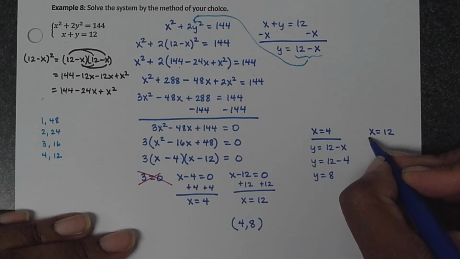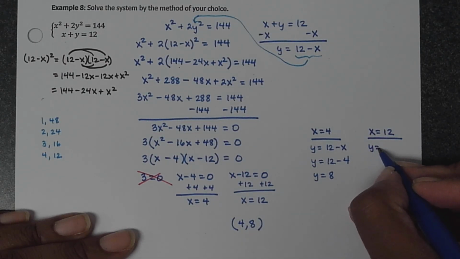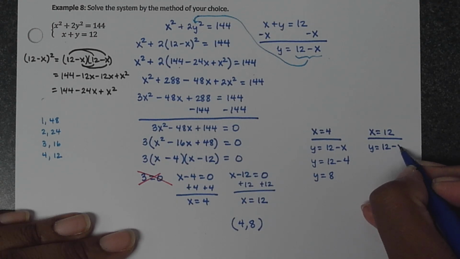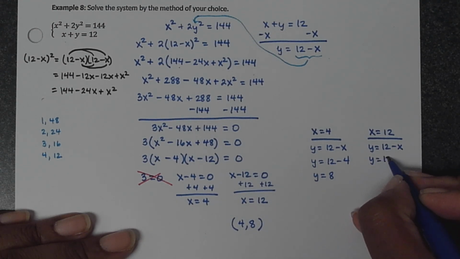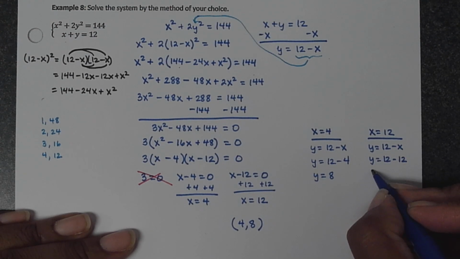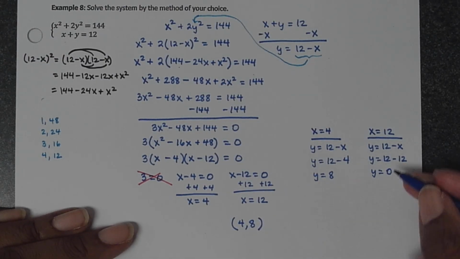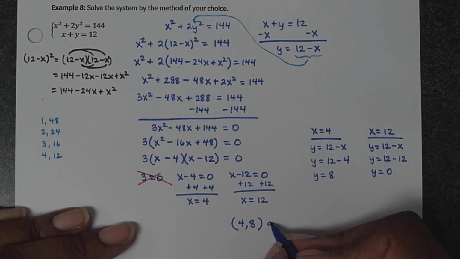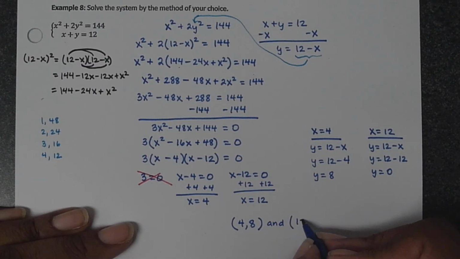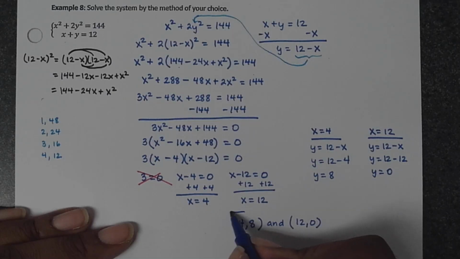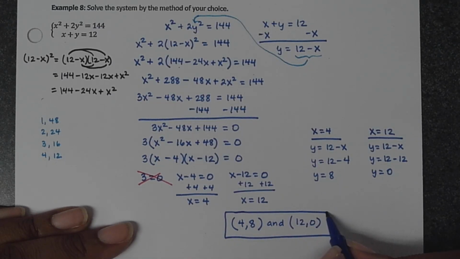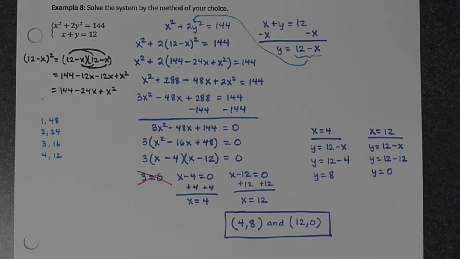And then my x equals 12. That's going to be easy because I can still use that y equals 12 minus x. Replace the x with 12, so I get y equals 12 minus 12, and 12 minus 12 ends up being 0. So when x is 12, y is going to be equal to 0. So that's the other ordered pair for this nonlinear system. So these are my two ordered pairs that satisfy this nonlinear system of equations here: 4, 8 and 12, 0.